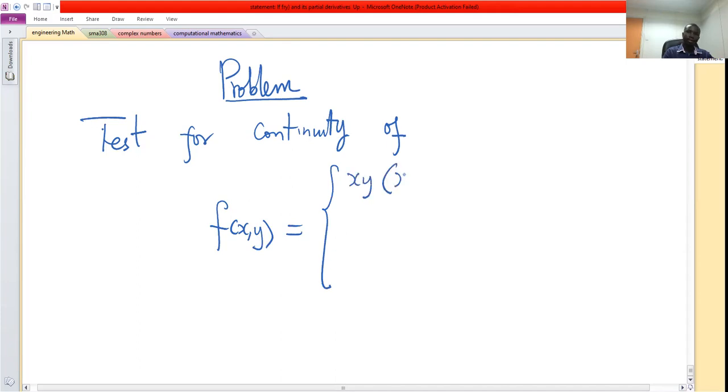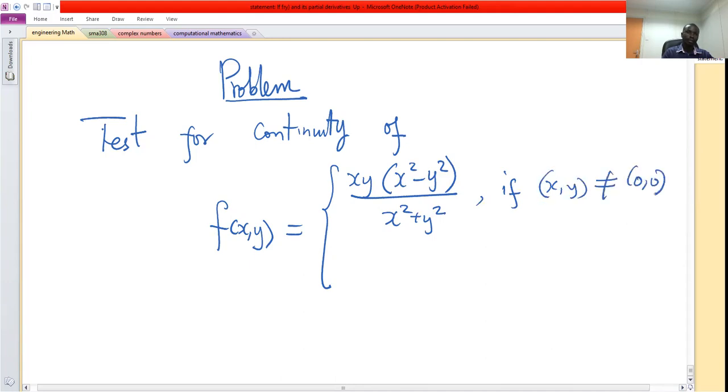xy times (x squared minus y squared) divided by x squared plus y squared if (x, y) is not the origin, and 0 if (x, y) is the origin.